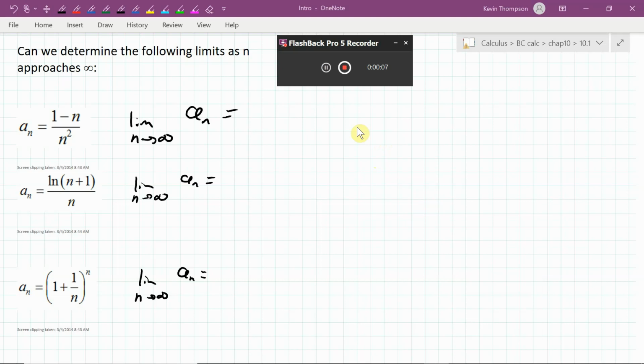Well, if it is, then we're going to have to prove it. So here we go. Good question. So first one, what's the answer to the first one? It is 0. That should be rather straightforward.